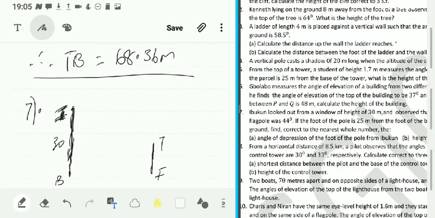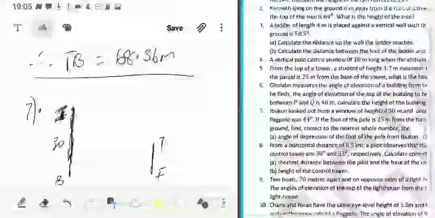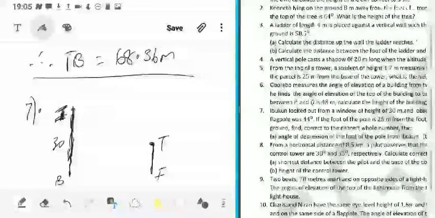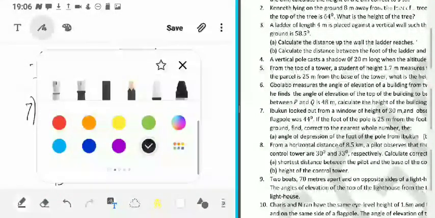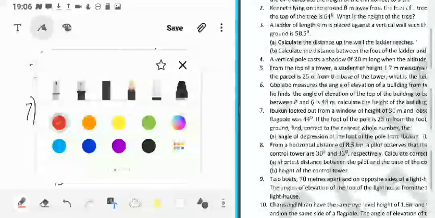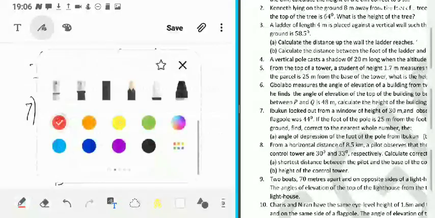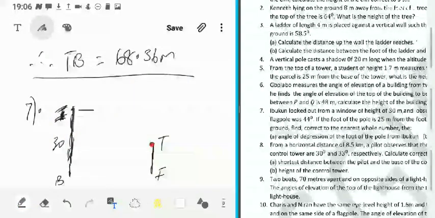Now, what was the angle of depression again? 44 degrees. Let me get this clearly. The angle of depression of the top of the flagpole. This is the top. See this point. Let me highlight it clearly. This point, this is the top of the flagpole. Okay, so the line of sight of Ibukun to this flagpole is something like this.